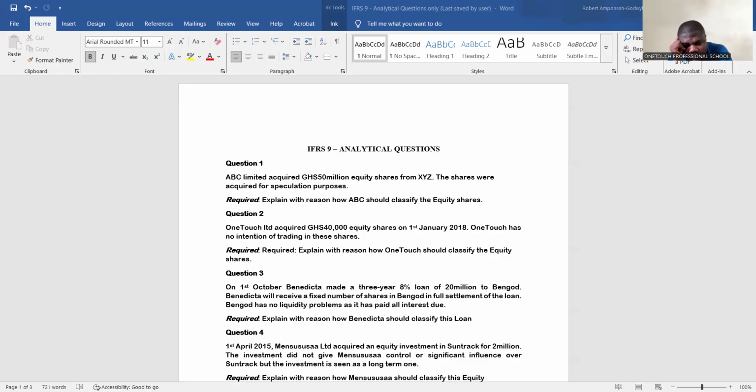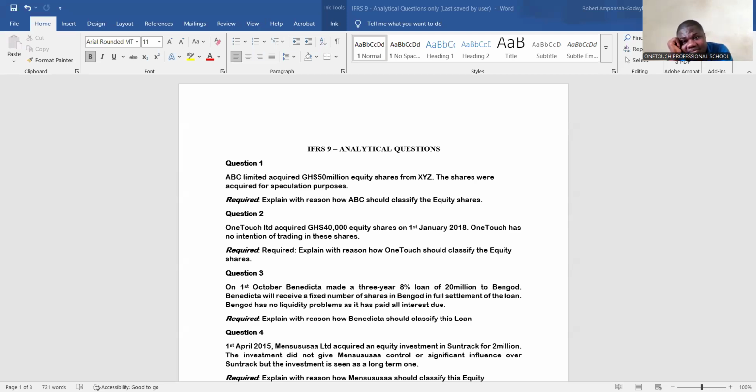Financial assets at fair value through OCI. Why? Because she is holding it to receive contractual cash flows from Bengal. At amortized cost, because she is receiving the interest and she will receive the principal as well, but it will be settled in shares.